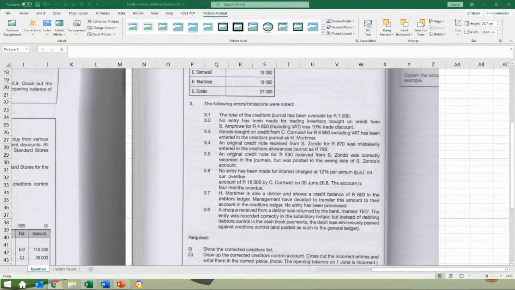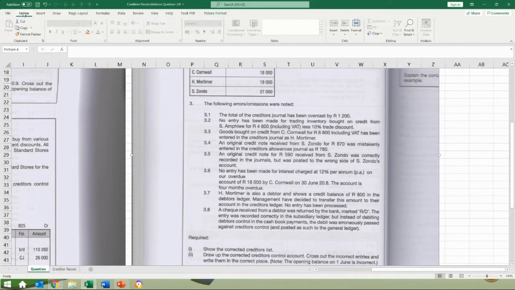Okay, so Donovan thinks it's the creditors control account. Nabali thinks it's the creditors control account. Okay, so the correct answer is it is the creditors control account. Now, when they tell you the total of your creditors journal has been overcast, that means when we added all of the amounts together, we made an error somewhere, and that total is always transferred into our creditors control account, whereas the individual line items would have gone to the creditors listing. So point number 3.1 actually goes to our creditors control account.